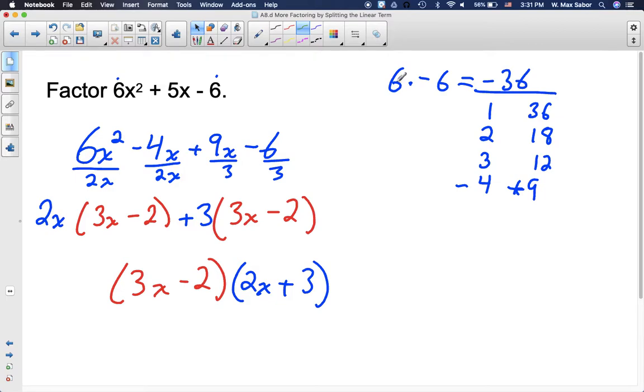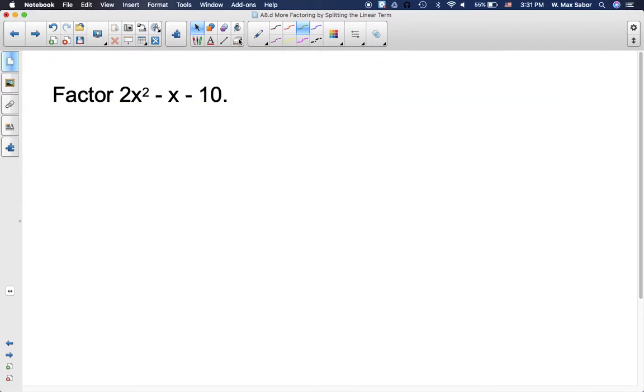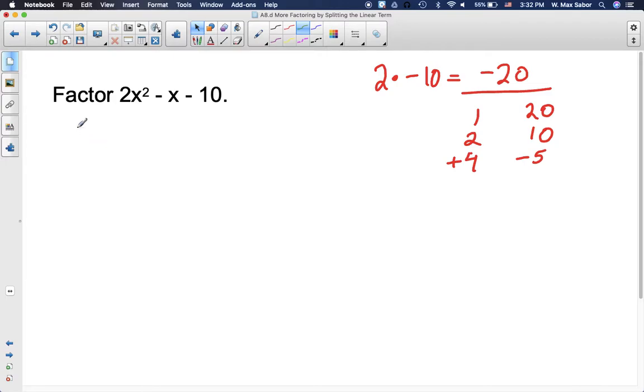So the only thing that's different from the previous video on factoring by splitting the linear term is we're now multiplying these. You don't have to bother if this number is 1, but we're multiplying the coefficient of x squared, which is called a, and the constant, which is called c. So now what numbers are we multiplying? We're multiplying 2 times negative 10 to give us negative 20. And we're splitting that as 1 and 20, 2 and 10, 4 and 5. 4 and 5 should work if a positive 4 and a negative 5.